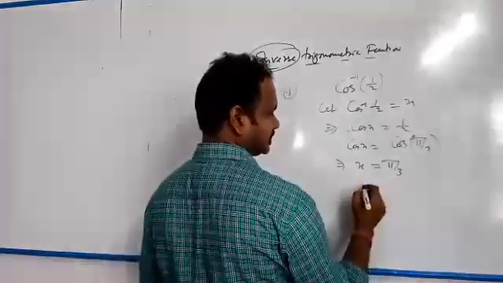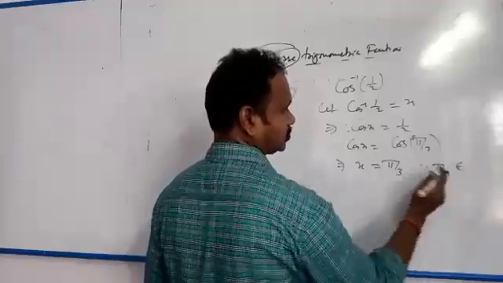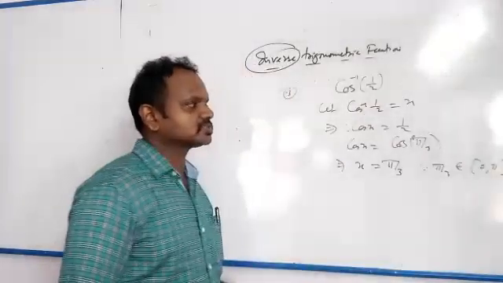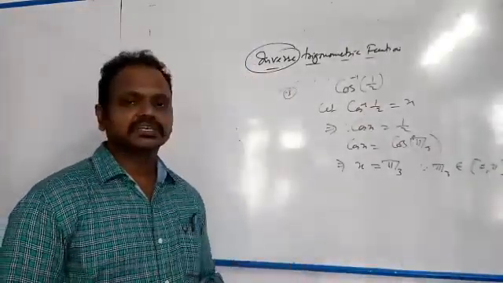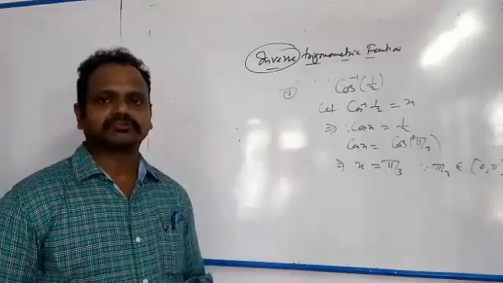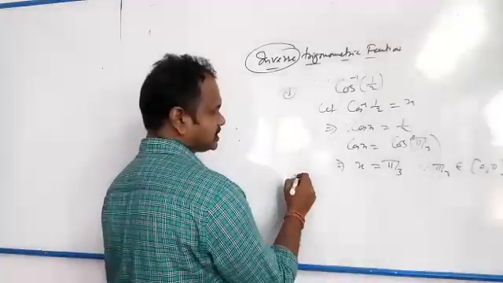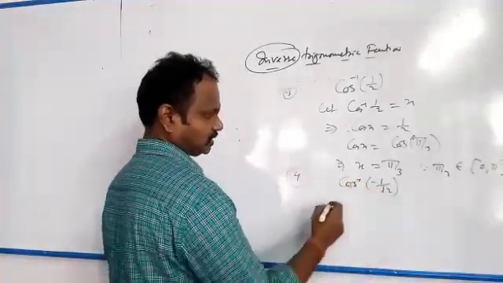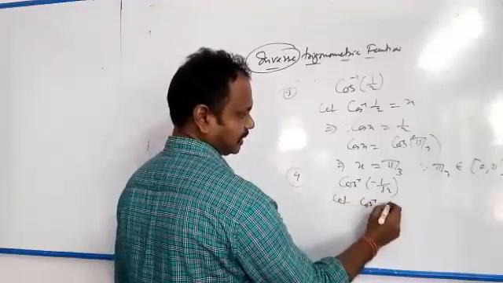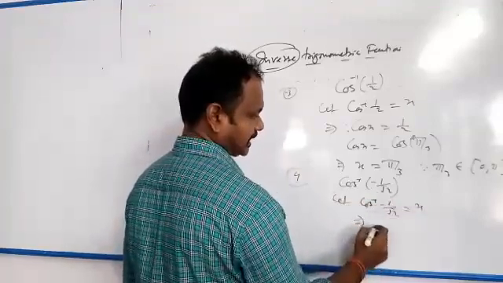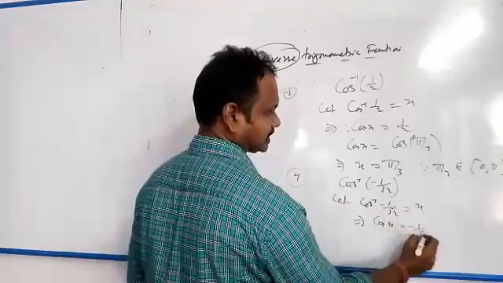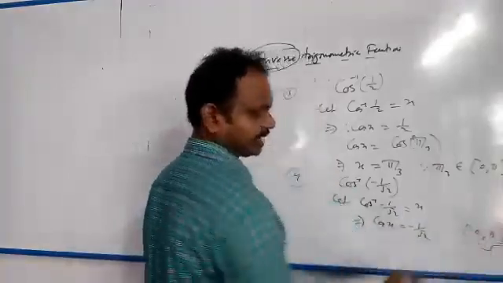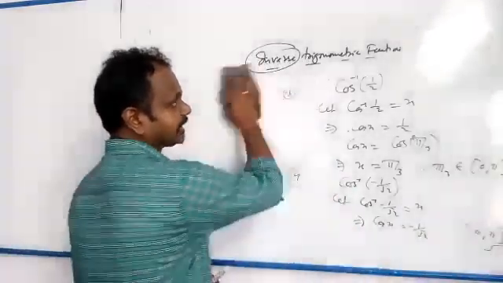And also we have to write that since pi by 3 belongs to, what is the range of cos inverse function? Between 0 to pi. Since it belongs between 0 to pi, hence we can say that it is the principal value of cos inverse 1 by 2. Suppose in this case we are taking some negative values, cos inverse minus 1 by root 2. So we will write that cos inverse minus 1 by root 2 is equal to x, which implies cos x is equal to minus 1 by root 2. Now we know that cos inverse lies between 0 to pi. We cannot take the negative values. And how can we write minus 1 by root 2?